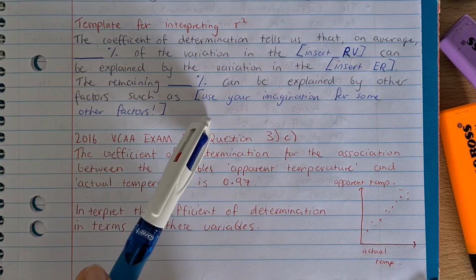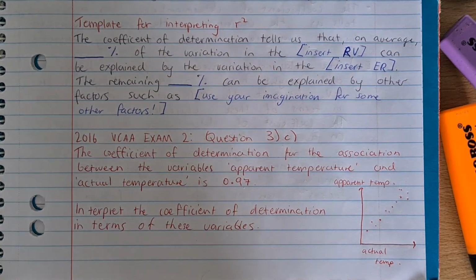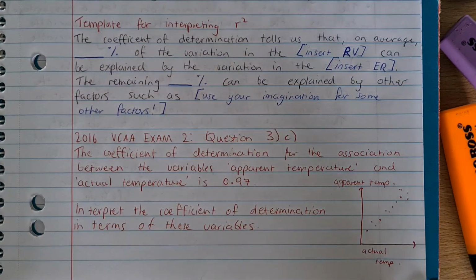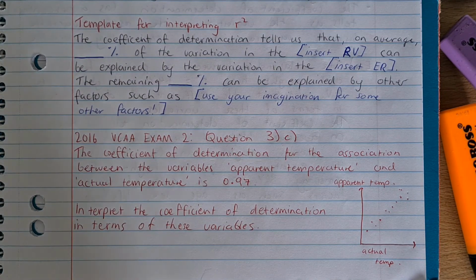And then other factors for this one, you could think, well, apparent temperature is what we feel as a temperature as opposed to the actual temperature, so possibly a factor could be how much wind there is, because the more windy it is, I guess the colder it is.